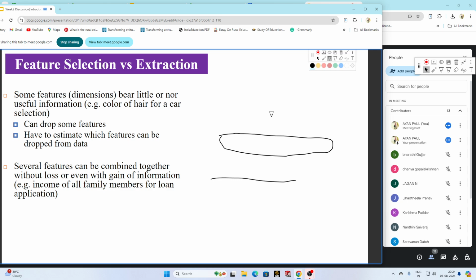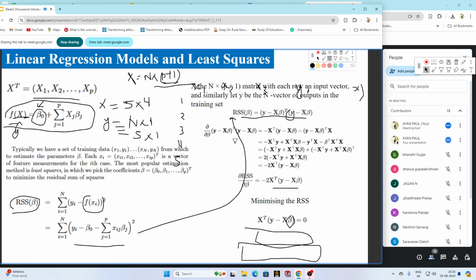Second is feature extraction. Feature extraction means we are considering all the 100 inputs, but out of the 100 inputs, we have found that some inputs are correlated with other inputs. So for those inputs which are correlated, like in one case, age is related to height. Age and height are very much correlated, so we can make another variable that will take age and height together.